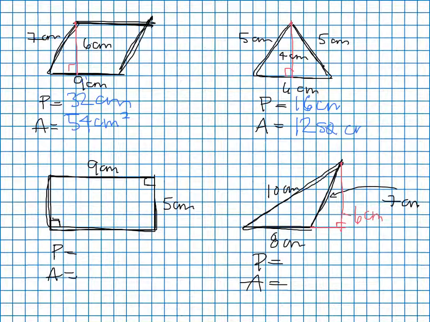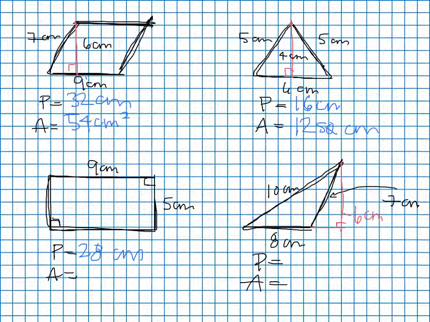As we move to our rectangle, we haven't seen these in a while. Remember, our formula for perimeter of a rectangle is side 1 plus side 2 plus side 3 plus side 4, which is basically a formula for finding any perimeter. This one is side 1 plus side 2 plus side 3. This is side 1 plus side 2 plus side 3 plus side 4. So 9 plus 5 is 14, plus 9 is 23, plus another 5 will give us 28 centimeters.